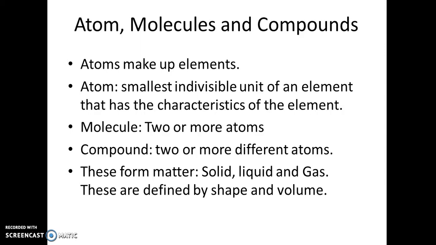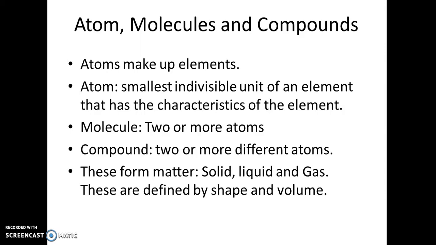So we know that atoms make up elements, and an atom is the smallest individual unit of an element that has the characteristic of the element. A molecule is two or more atoms. So a hydrogen atom, H2, which is a diatomic atom, would be a molecule. A compound has two or more different atoms, like H2O, as in water, would be a compound. And all of these things form matter, solids, liquids, and gases.